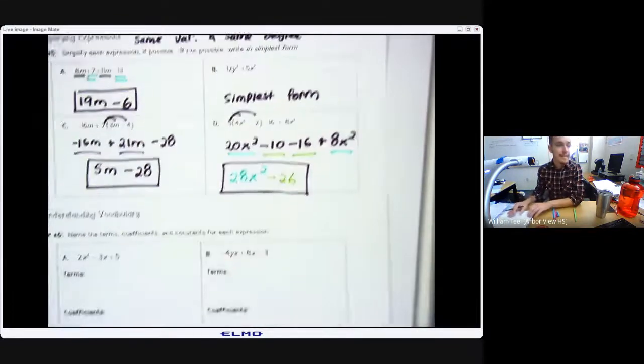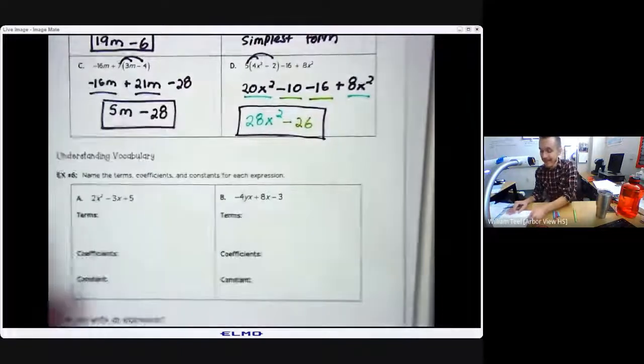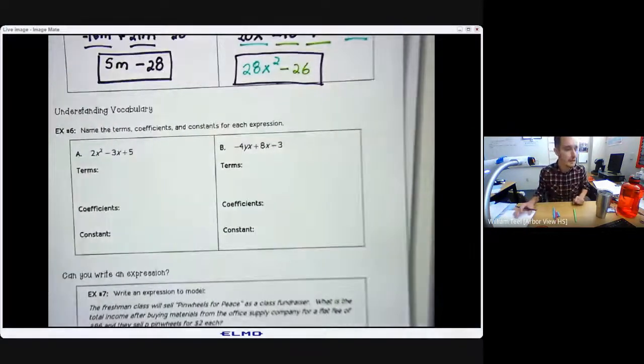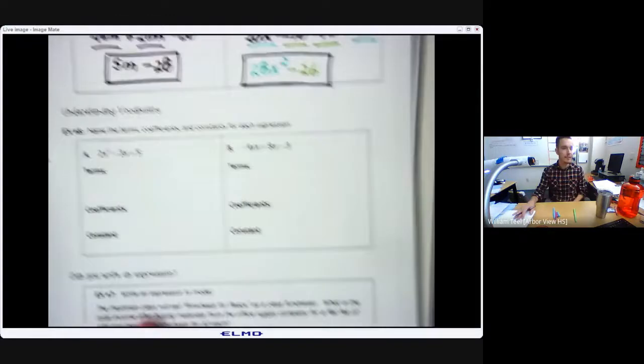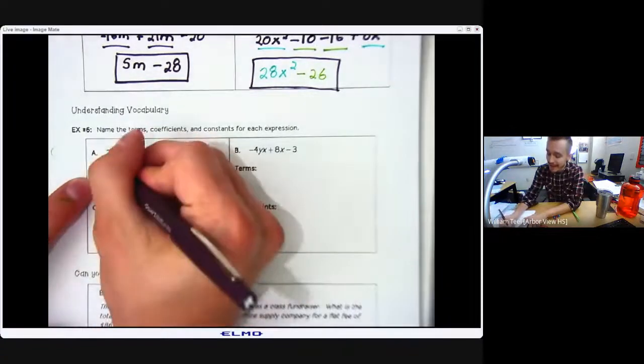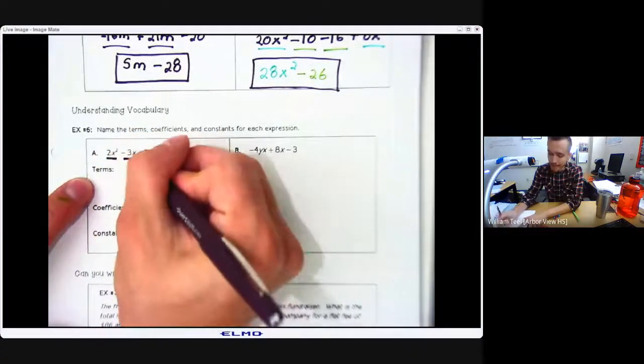All right, moving down to example number 6. I have: name the terms, coefficients, and constants for each expression. So we're going to go back to the vocabulary words that we introduced in the beginning of the lesson today. Now, we always want to make sure we know what these vocab words mean. The terms are going to be each individual part of the expression.